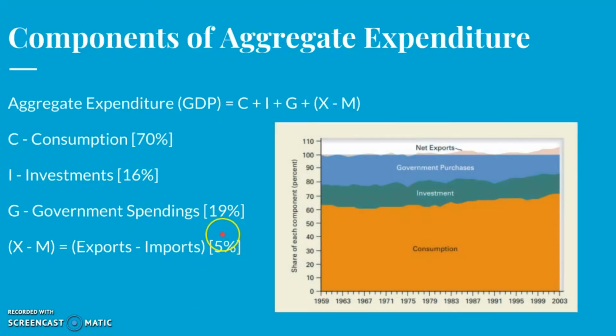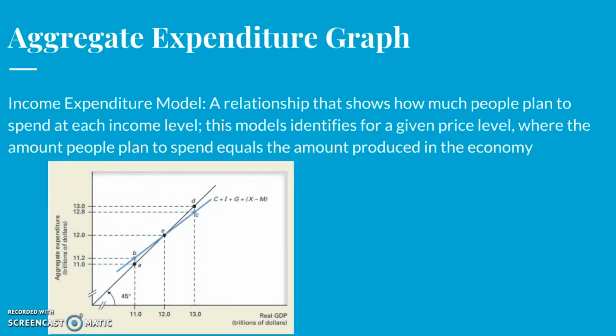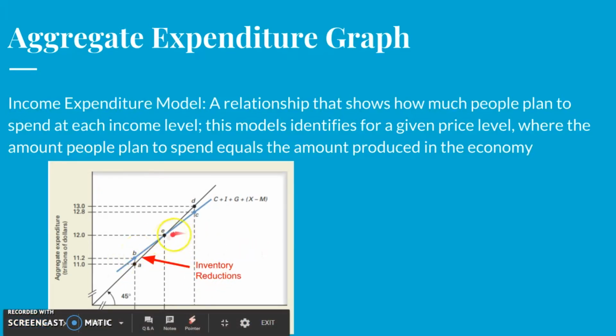So the aggregate expenditure graph, or the income expenditure model, is a relationship that shows how much people plan to spend at each income level. This model identifies, for a given price level, where the amount people plan to spend equals the amount produced in the economy. At this first point, there's unplanned inventory buildup, and to combat this, they will cut production. And real GDP exceeds spending.